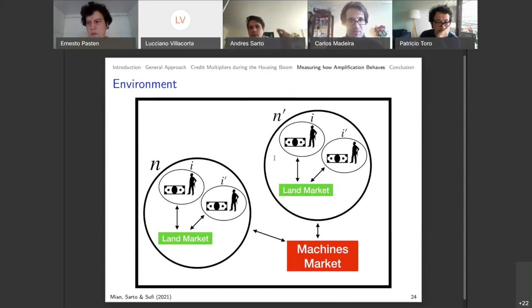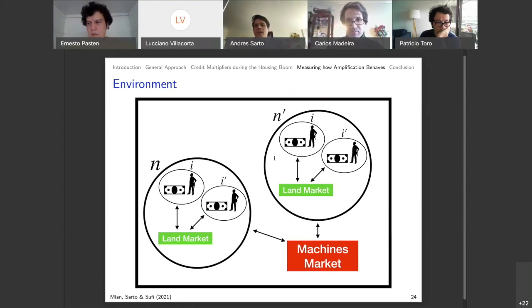We're going to have locations in each island with a matched pair of entrepreneurs and bankers, as I was saying in the intro with that very simple example. Entrepreneurs are going to need two kinds of assets to produce: land and machines. These are durable assets with a main difference: land is non-tradable, but machines are tradable.